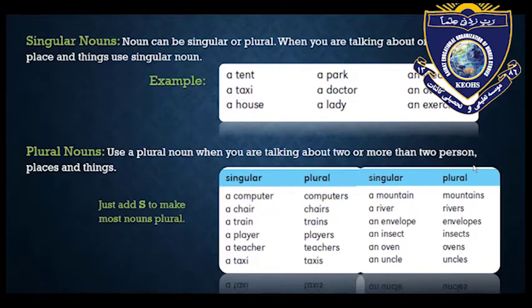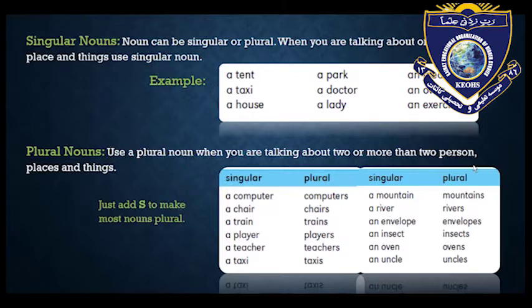Okay, now let's start with the title of singular nouns. First of all, we should know the definition of singular nouns. A noun can be singular or plural. When you're talking about one person, place, or thing, use a singular noun. This is common for us: when we're talking about one person, place, or thing, we have to use singular nouns.